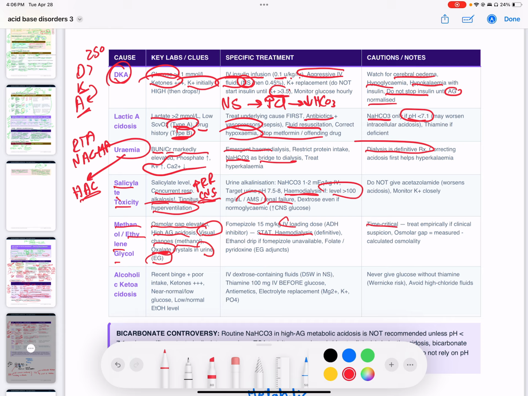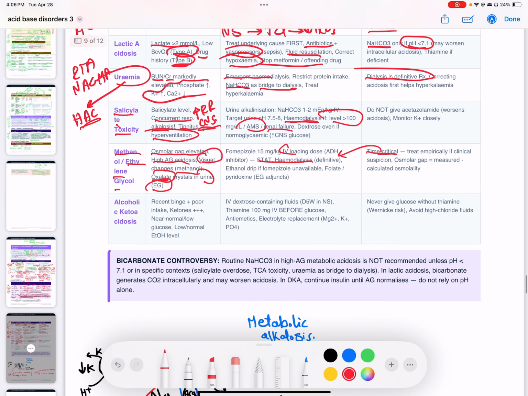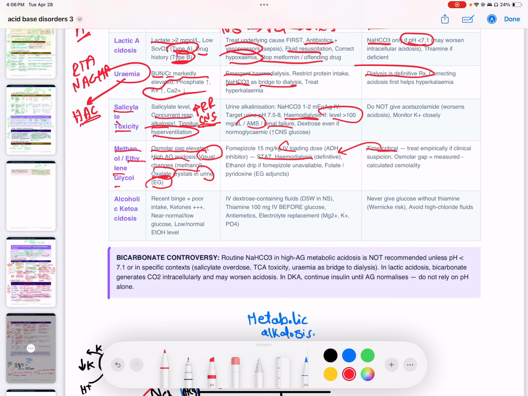And here time is very critical. You need to start dialysis as soon as you suspect this. And sometimes, again, it can be alcoholic ketoacidosis. And in that case, you need to give IV dextrose, like glucose, and you need to give thiamine before the glucose. Remember Wernicke-Korsakoff syndrome.